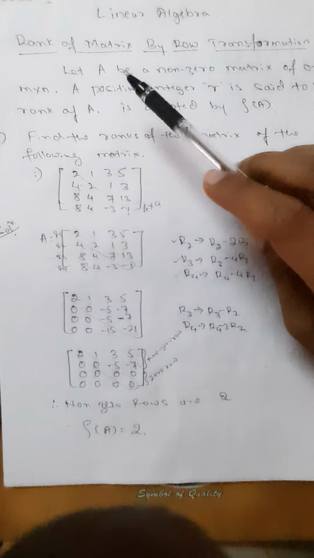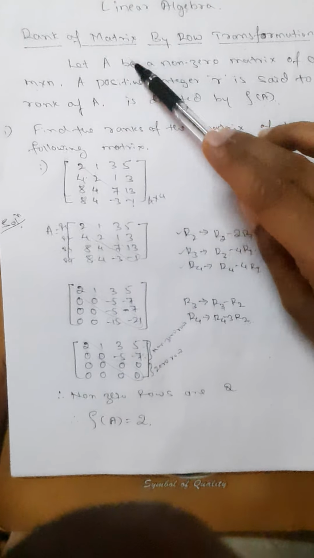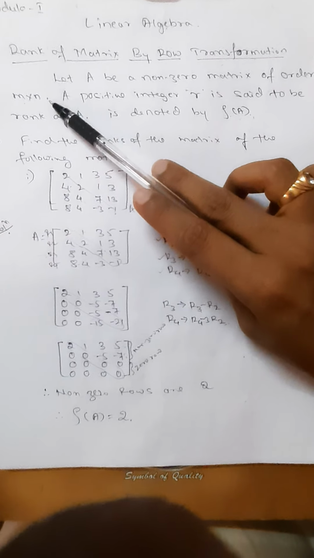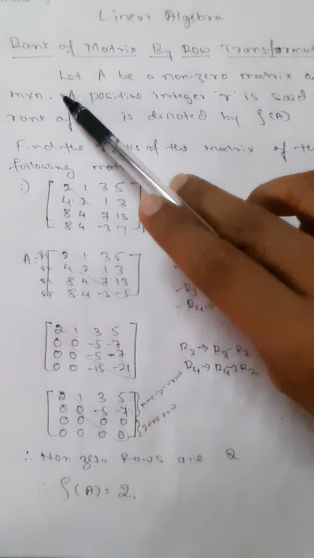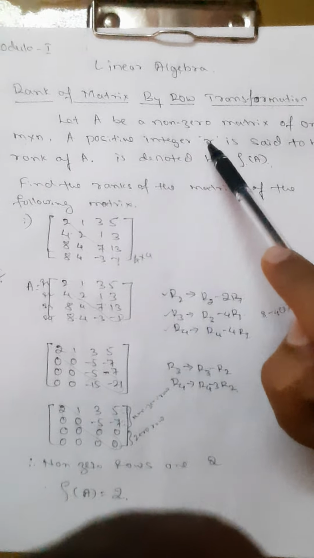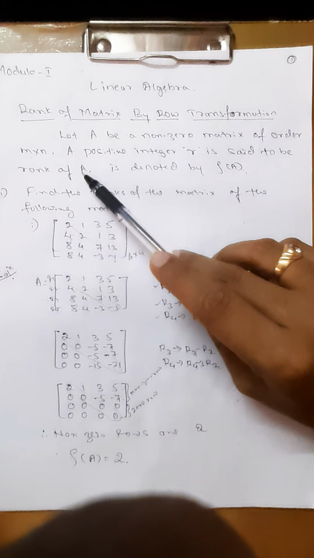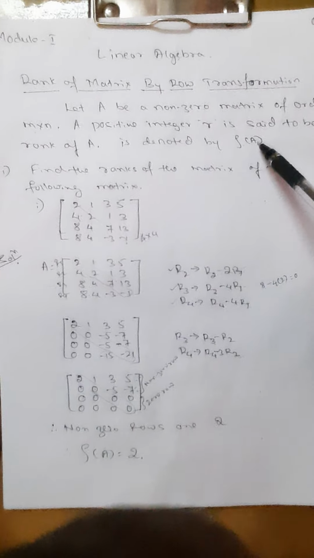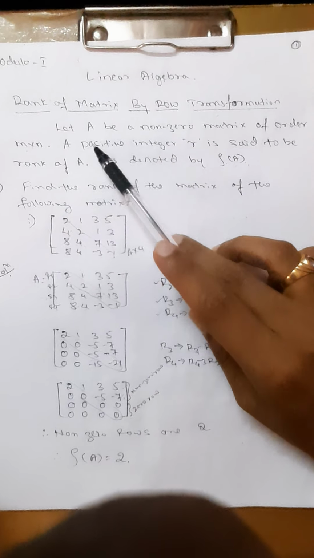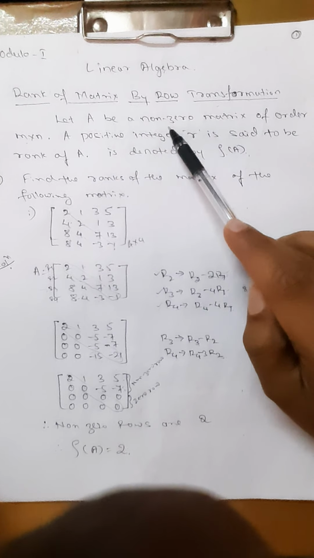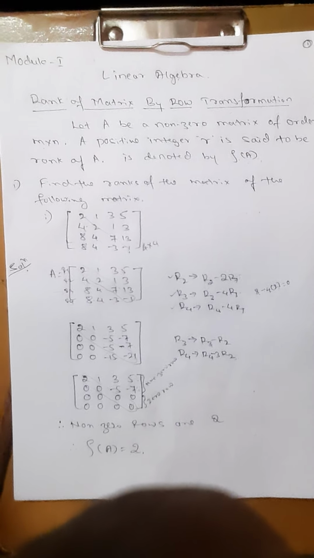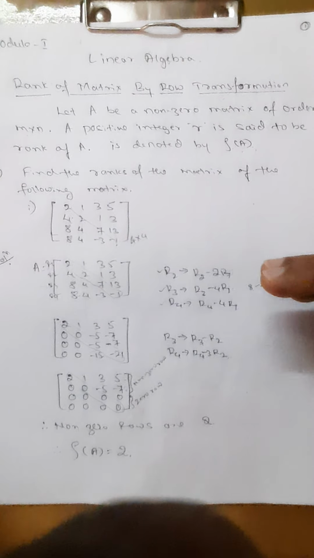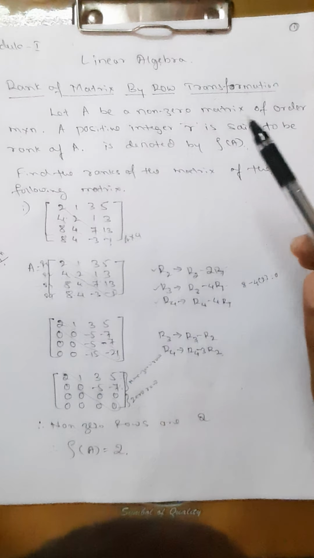Now the rank of the matrix, its definition is: let A be a non-zero matrix of the order m cross n. A positive integer r is said to be the rank of A, denoted by rho of A. Let A be a non-zero matrix. Non-zero matrix means it should contain elements other than 0.